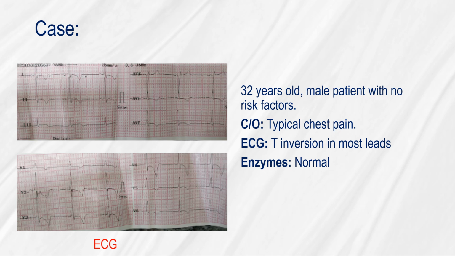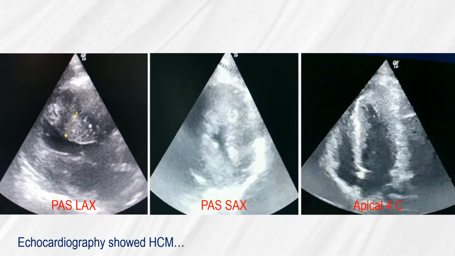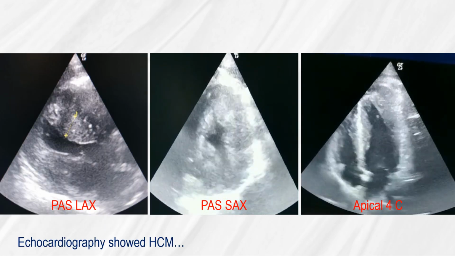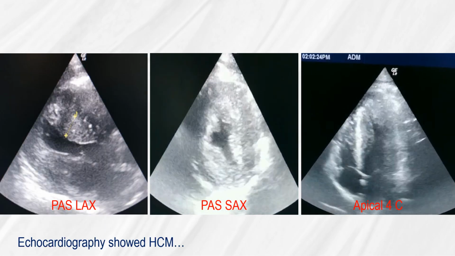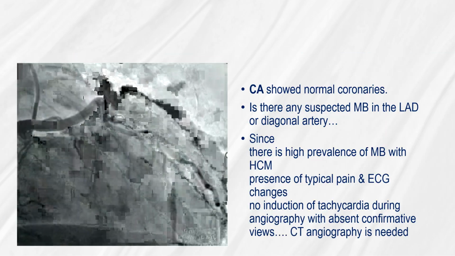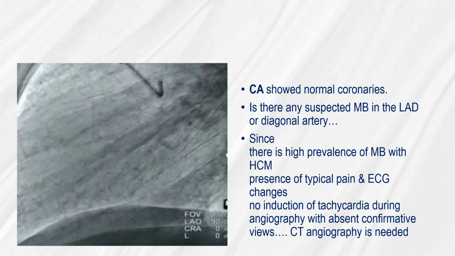In this case, a 32-year-old male patient with no risk factors. The complaint was typical chest pain with T inversions in most leads. Enzymes were normal. Echocardiography showed HOCM. Coronary angiography showed normal coronaries.